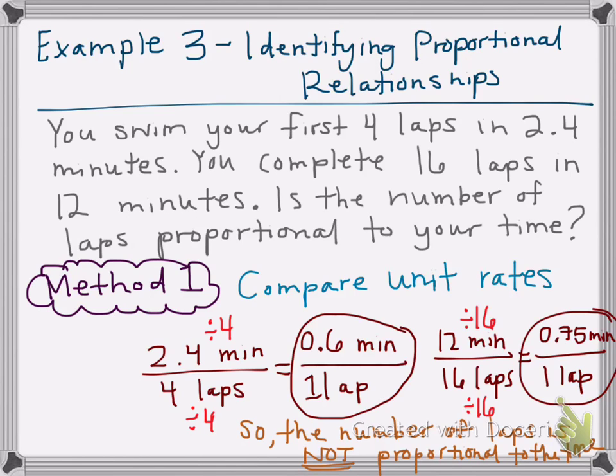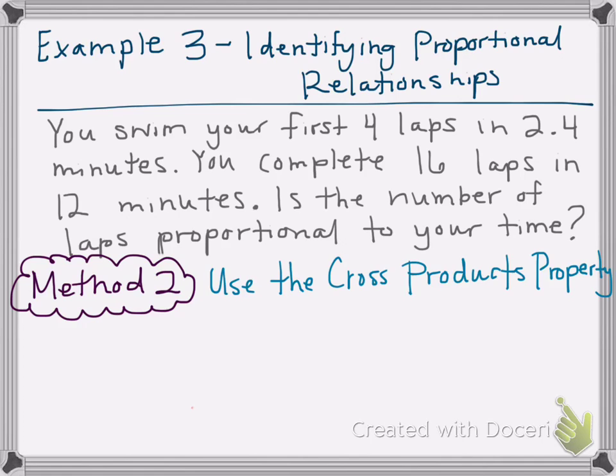Okay. Awesome job. Let me go ahead and quickly go over method 2, and then I'm going to have you do it on your own, and you will be finished. Now this is method 2. And yes, you need to write that on the side in the blue. Use the cross products property. And what the cross products property states is that if you cross multiply, and if they're equivalent, then the ratios, the fractions are equivalent. Okay?